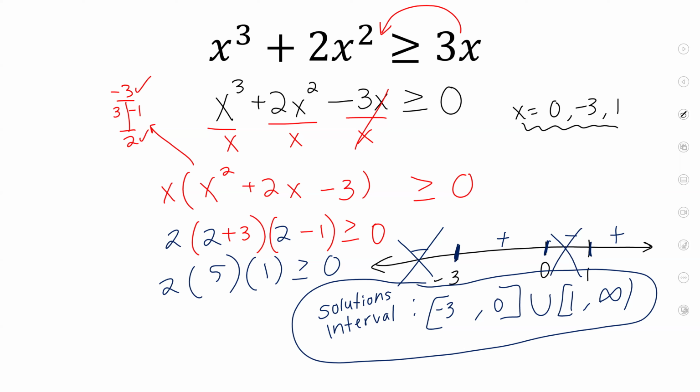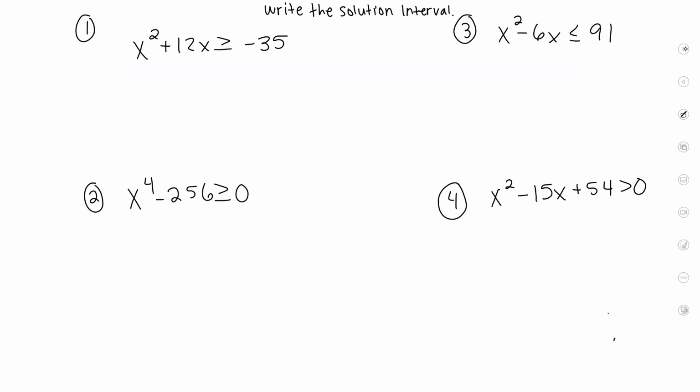And notice I included brackets because x can be equal to 0. -3, 0, and 1 will give you 0. And we can be equal to 0. It has a line underneath the inequality. That's why I have brackets. So I want you guys to try to do these problems. Give me the solution interval.